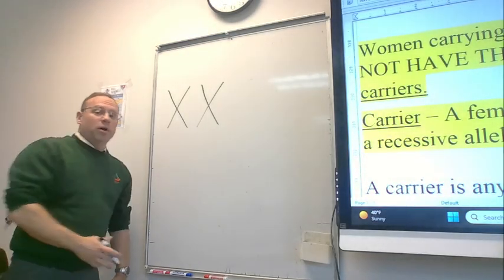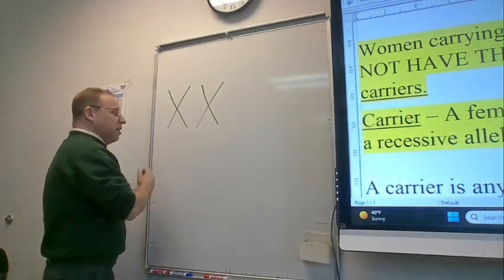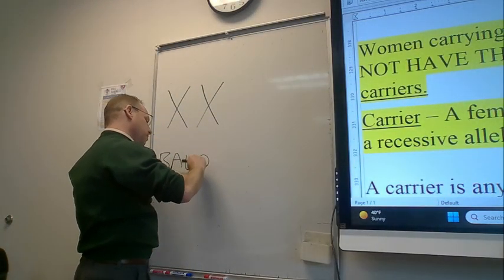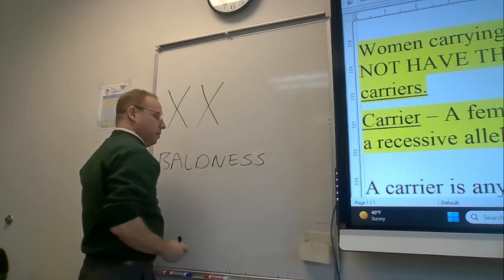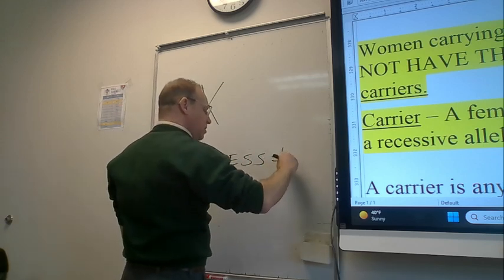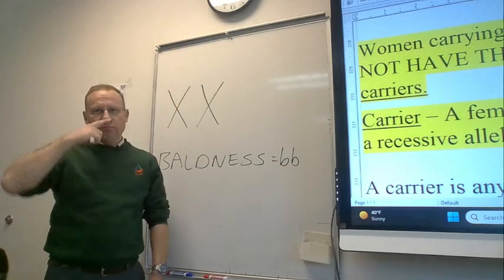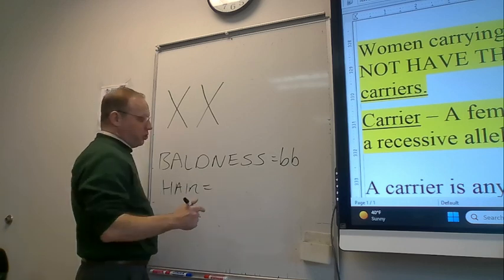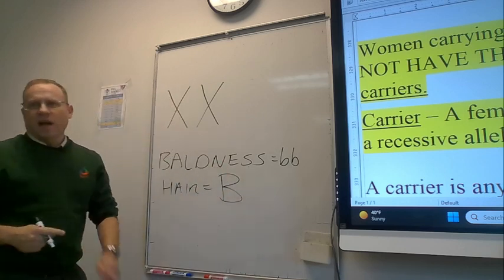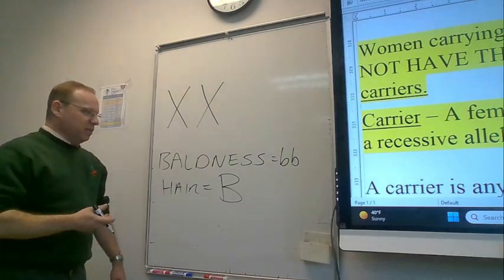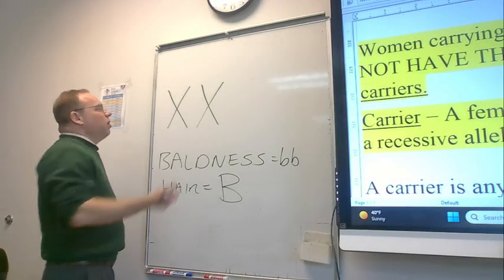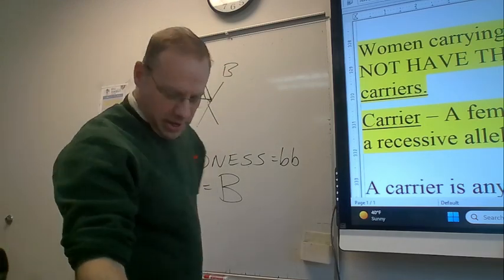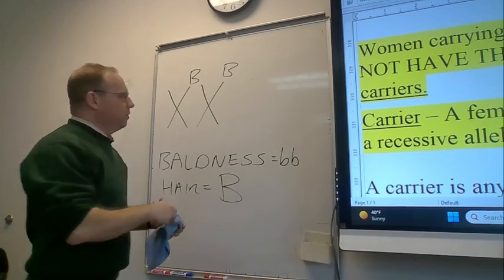So here's a female. We have two X's. And let's look at the classic first trait, baldness. We're going to make that lowercase b. We'll make having hair uppercase B. I usually stay clear of using B because of blood type. So, like this. Congratulations, ma'am. You have hair. All right. Good.